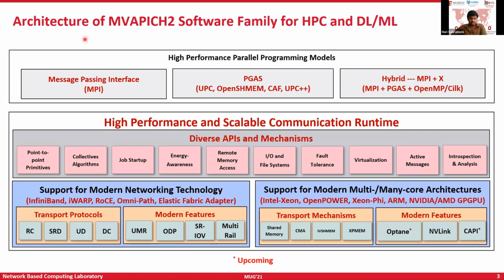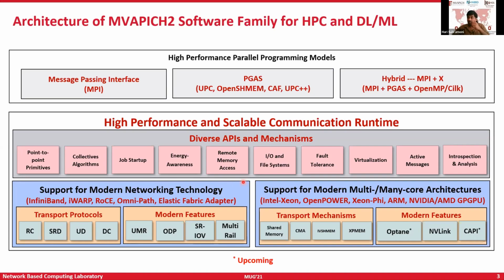This is the overall architecture of the MVAPICH2 software family. As you can see, we have advanced support for a lot of different high-level programming models, as well as underlying APIs and mechanisms, all the way from point-to-point operations to collectives, job startup, energy awareness, and introspection analysis. And all of these advanced features that we introduce are based on underlying support that is being provided by different vendors out there.